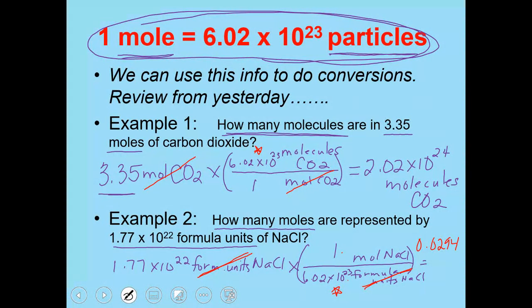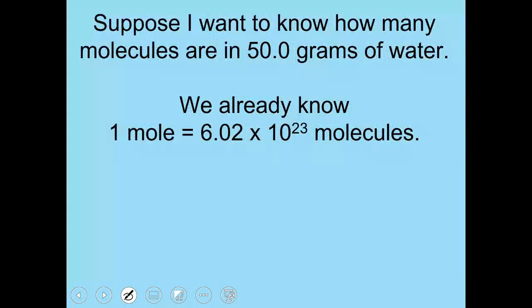0.0294 moles of NaCl. And of course, you could write these answers like this: 2.94 times 10 to the negative 2 moles of NaCl. And you could also write them, remember, using the E. You can do that instead of using the times 10 to the power. So if you remember, we did that yesterday, okay?